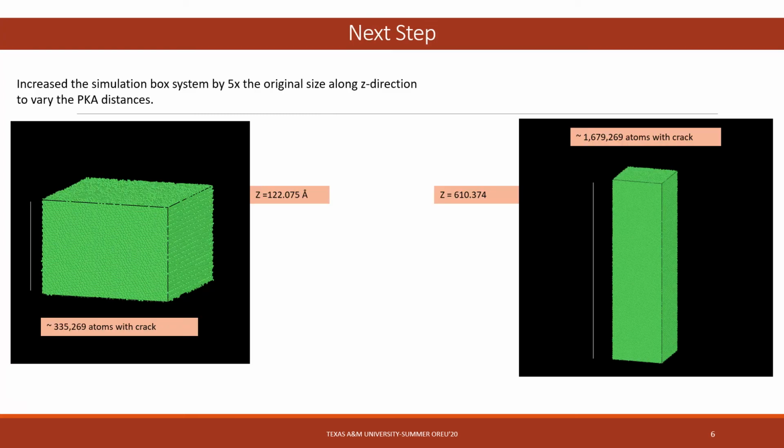So after the results from the first test, we decided to basically blow up the system along the Z direction and make its length 5 times the original length. We did this so we could choose PKA at greater distances and determine at what point the crack doesn't close up or the resulting cascade from the process does not affect the crack.